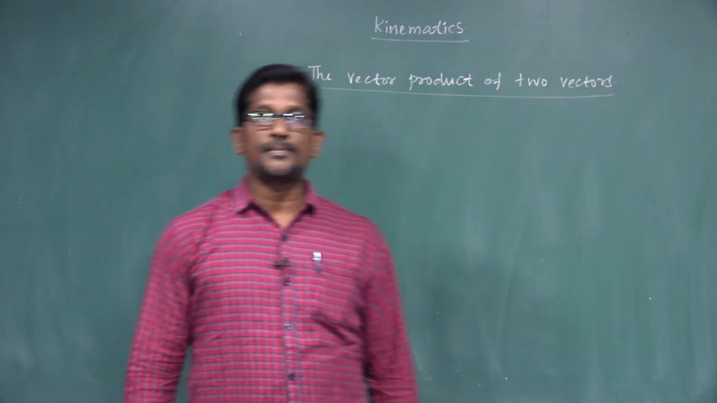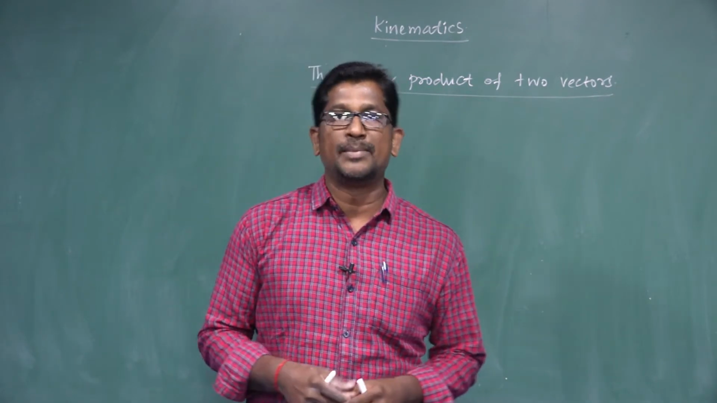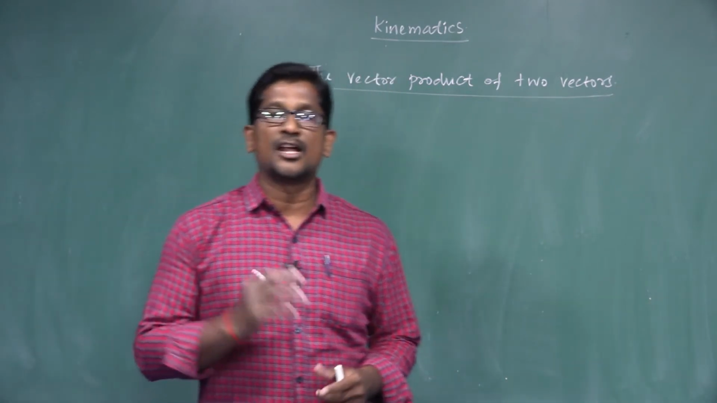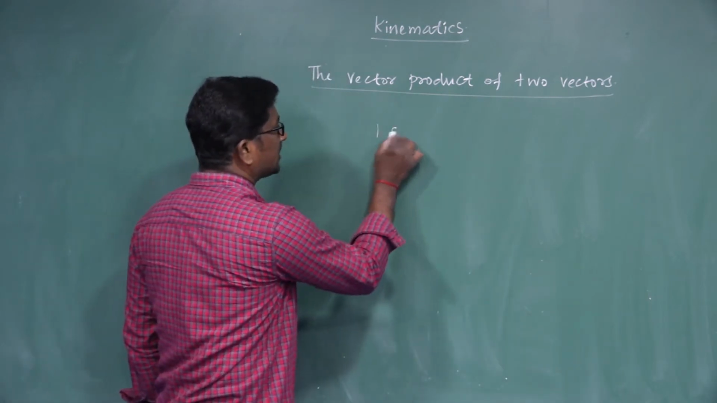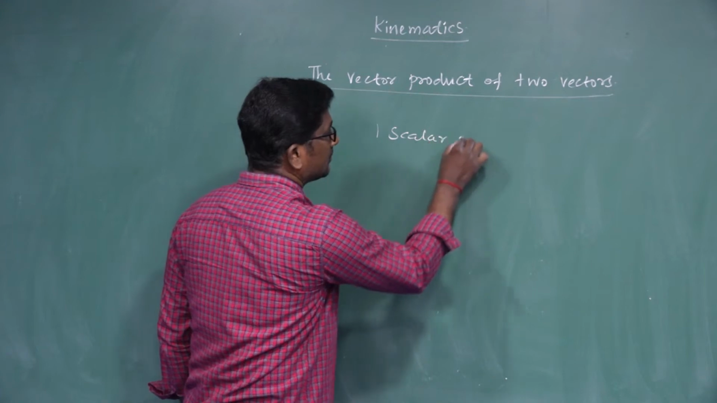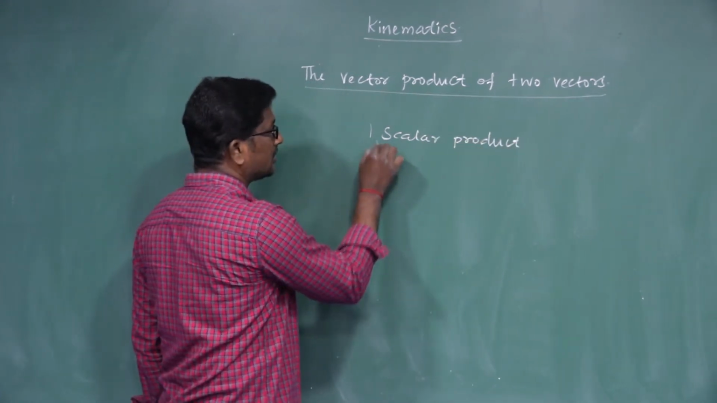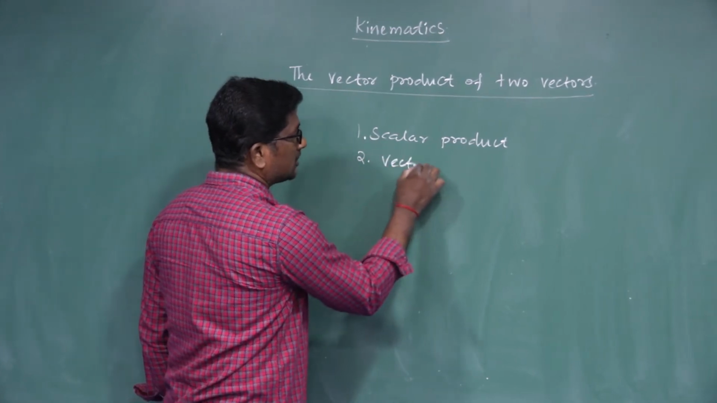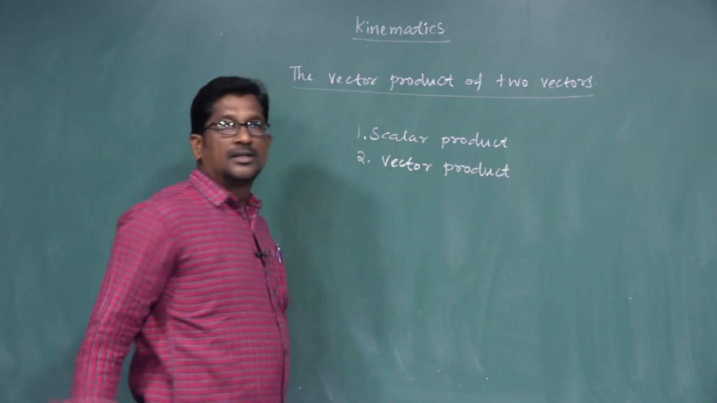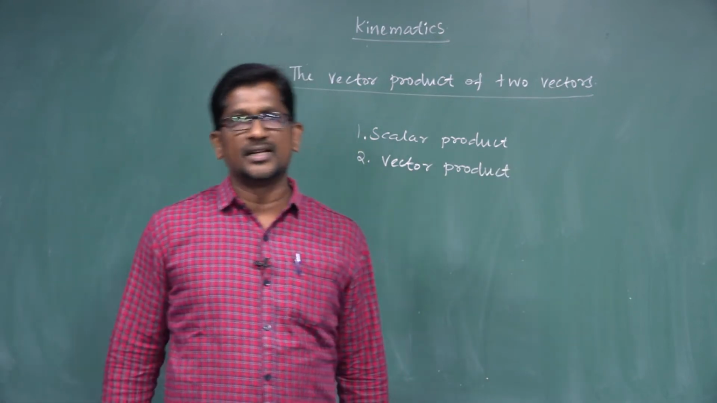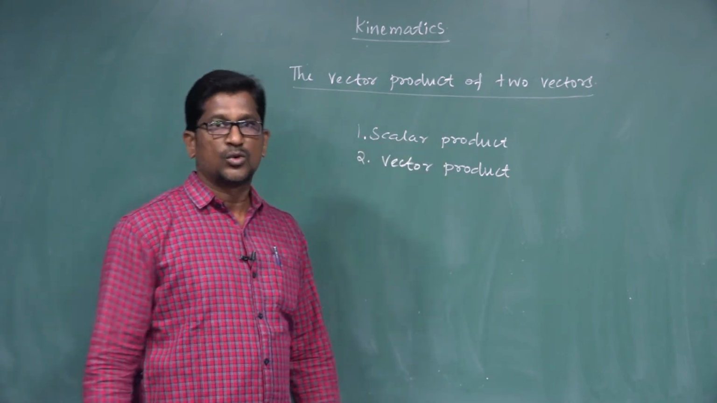Right. We know that there are two types of vector multiplication. One is a scalar product and another one is a vector product. There are two types of multiplication of vectors. They are scalar product and vector product.